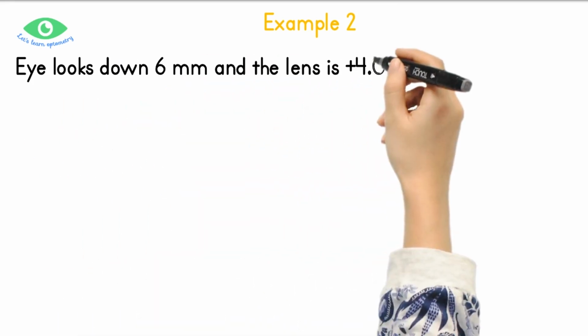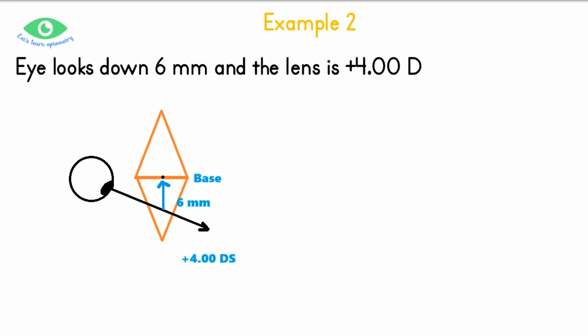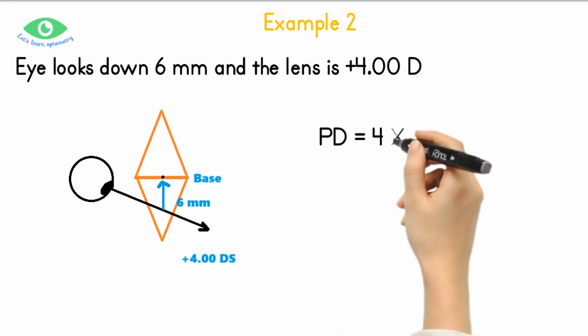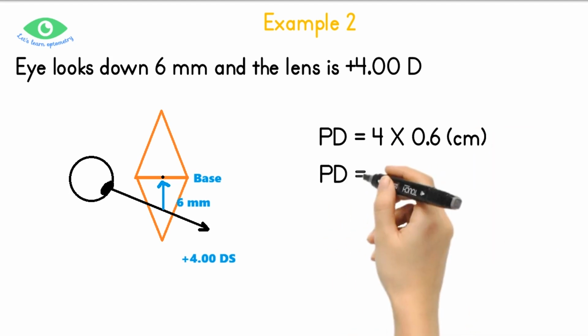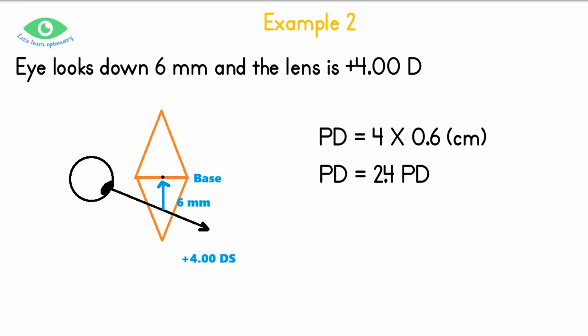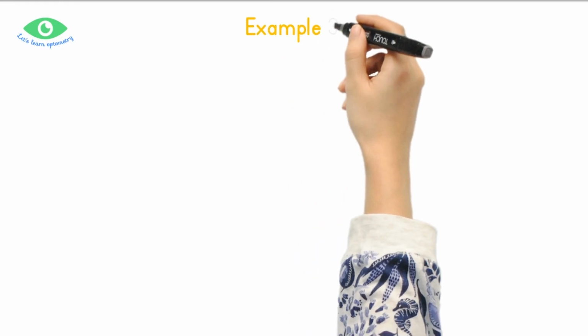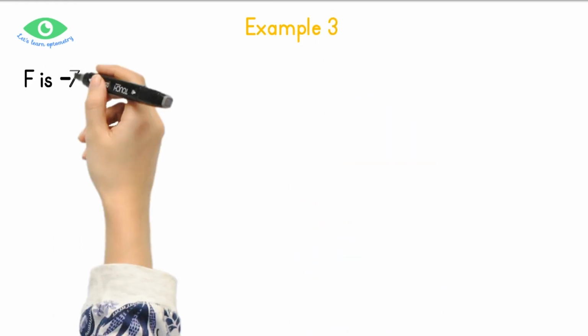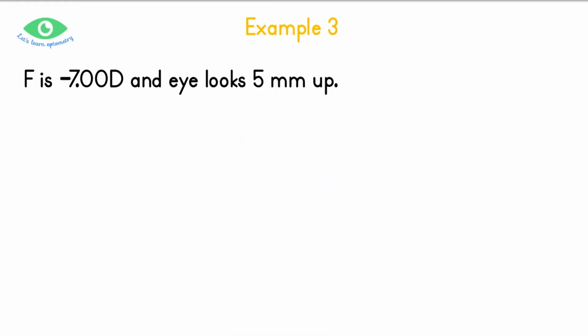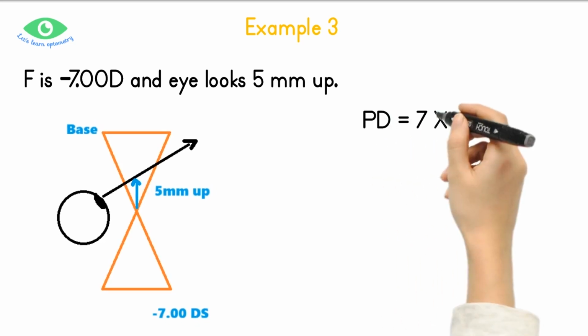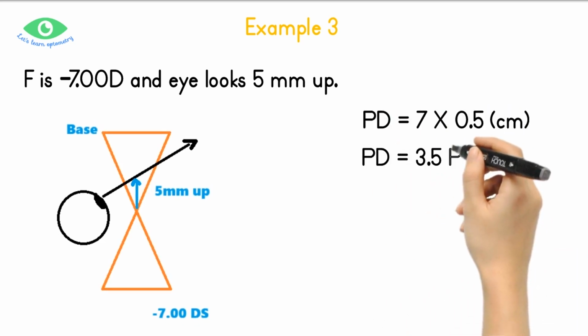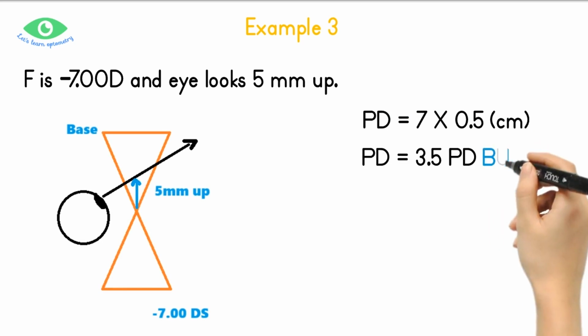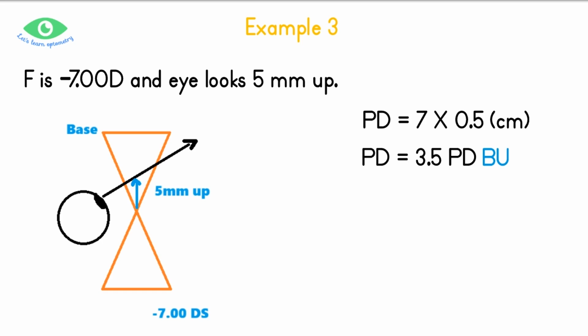Let's see another example. This time we will find prism when the eye looks down from the optical center. In this case, the eye looks down 6 mm and the lens power is +4 diopter. Substituting in the formula, we get 2.4 prism diopter and the base direction from the image is base up. Let's see an example with minus lens also. Here power is -7 diopter and the eye looks up 5 mm. So it gives us 3.5 prism diopter base up. Always draw rough images to understand the base directions.